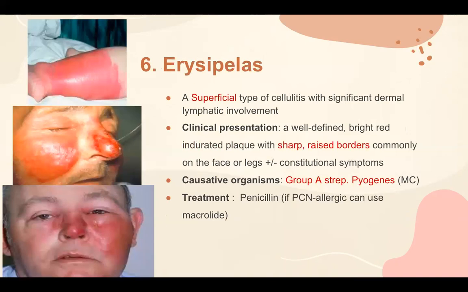Then we have erysipelas, which is a type of superficial cellulitis associated with significant dermal lymphatic involvement. And to differentiate it from cellulitis, it usually has well-defined sharp raised borders, so you can actually trace the lesion on the face and legs. It's usually also accompanied with constitutional symptoms like high-grade fever, chills, and malaise.